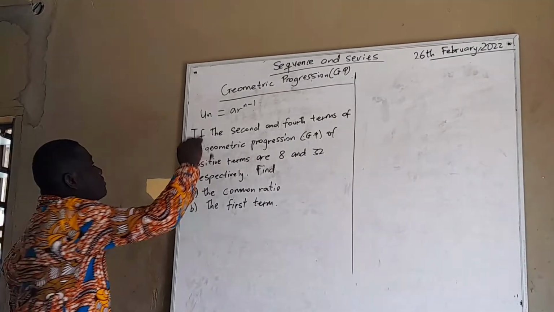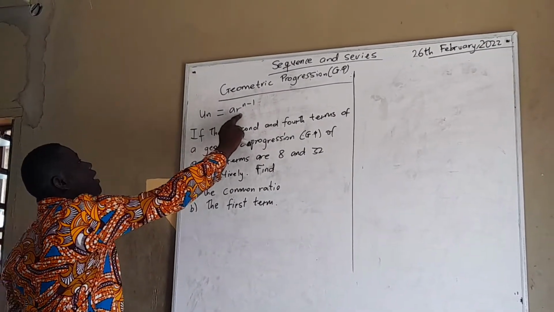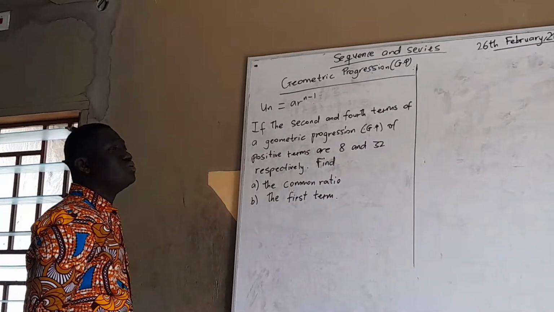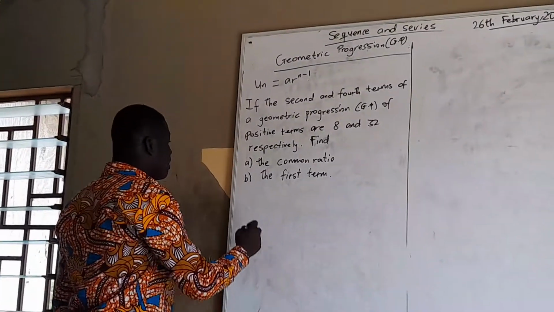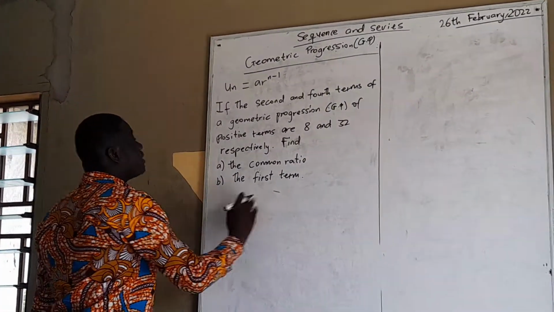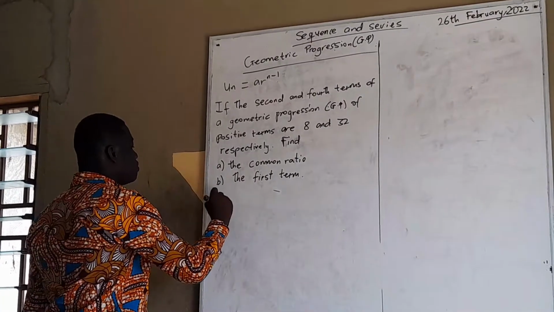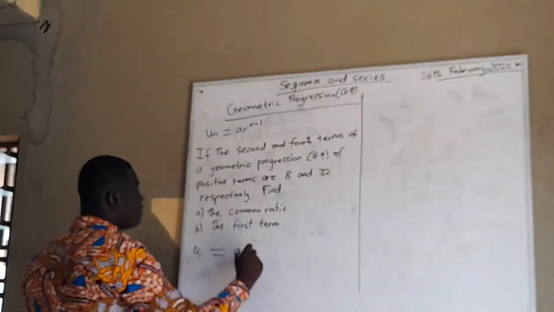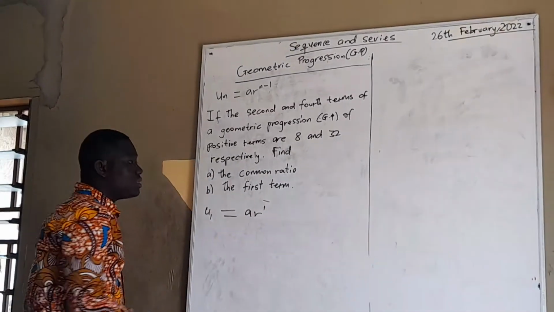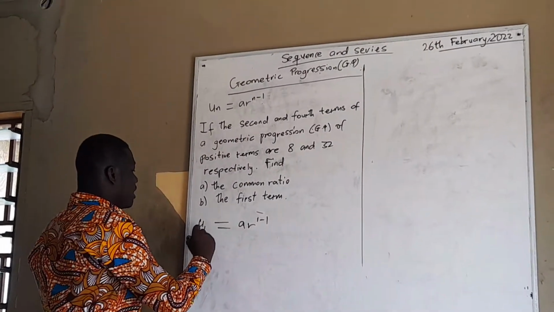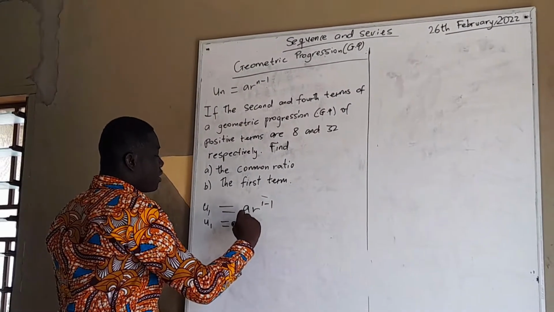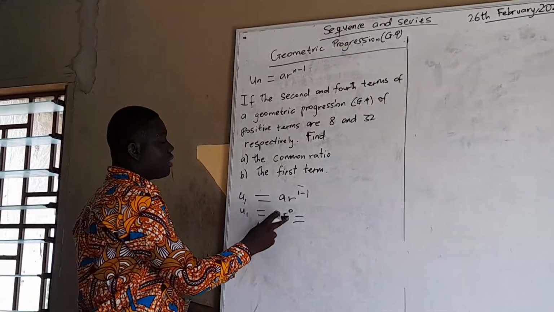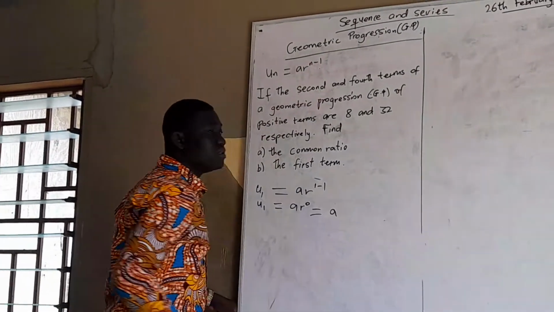Okay, so this is the formula: un is equal to ar exponent n minus 1. To get a term, for instance, if you are looking for the first term, u1 will be equal to ar exponent, then our n is 1, so 1 minus 1. So u1 is equal to ar exponent 0, and any number raised to the power 0 is 1. So our first term is always a.